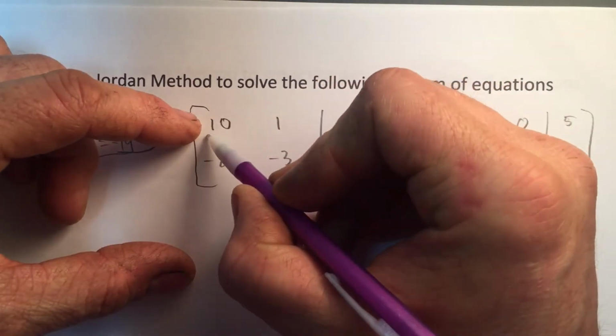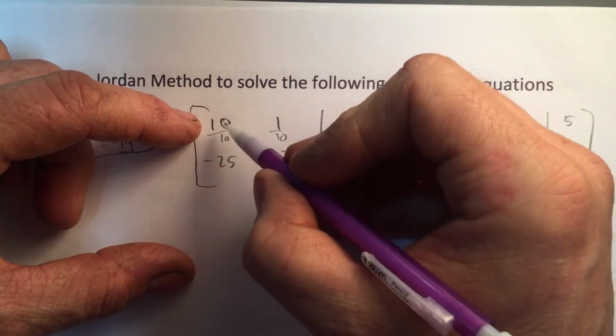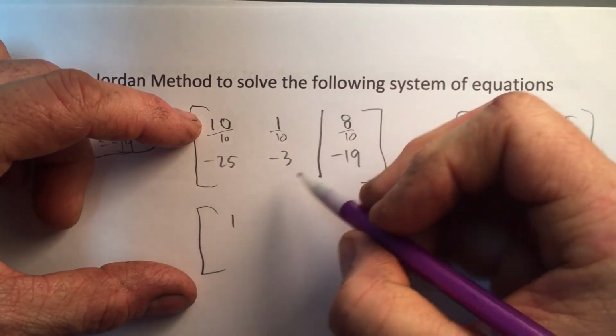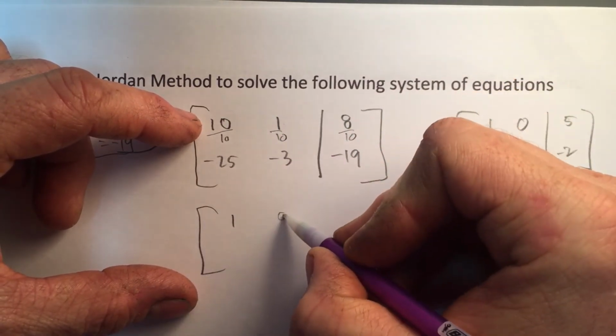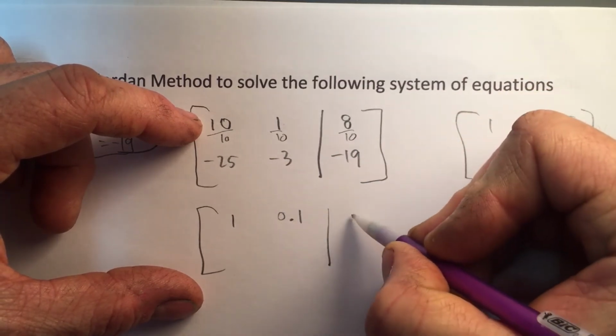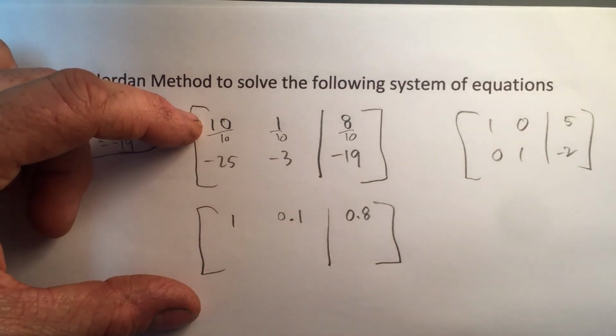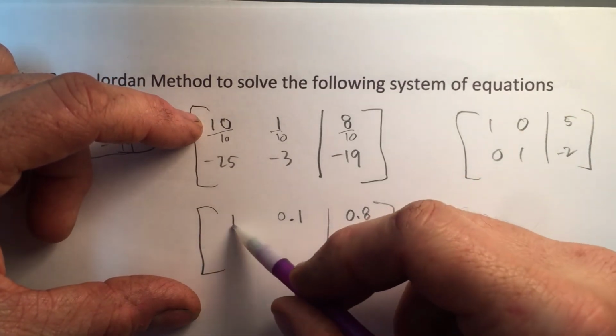All right, so to get my 1 in place, I'm going to divide everything by 10. 10 divided by 10 would be 1. 1 divided by 10 would be 0.1. 8 divided by 10 is 0.8. All right, and there you go. I got my 1 in place.